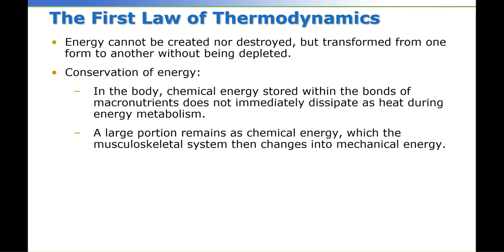First law of thermodynamics: energy can't be created nor destroyed, but transformed from one form to another without being depleted. Conservation of energy in the body: chemical energy stored within the bonds of macronutrients doesn't immediately dissipate as heat during energy metabolism. A large portion remains as chemical energy, which the musculoskeletal system then changes into mechanical energy.